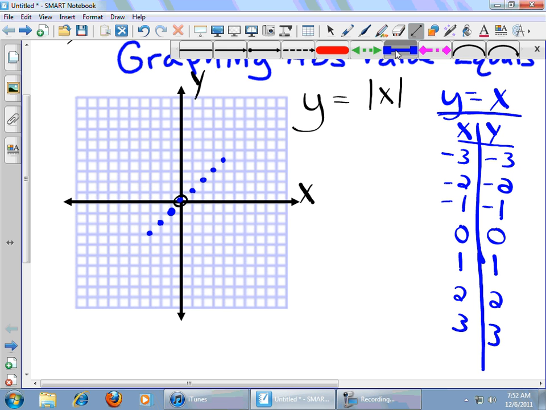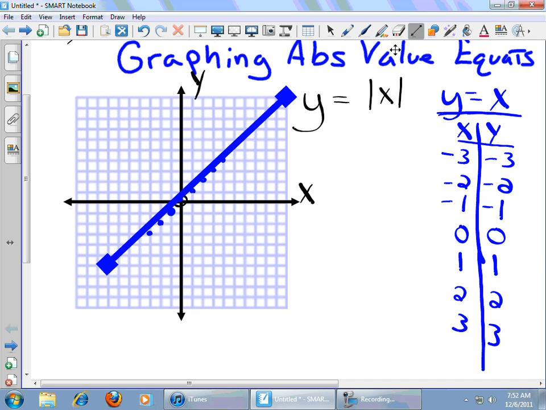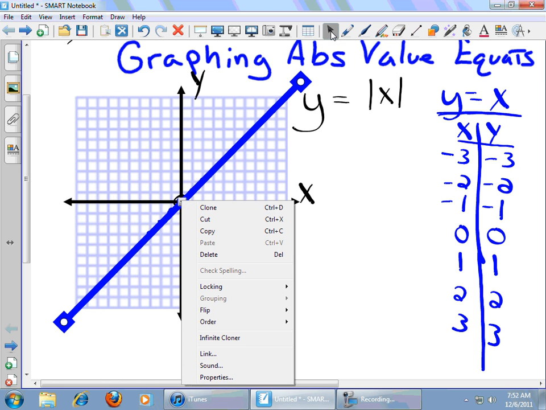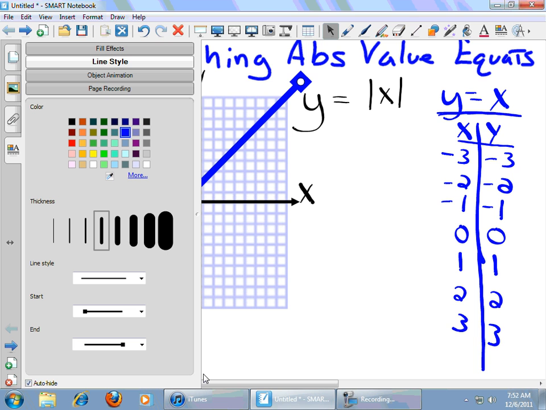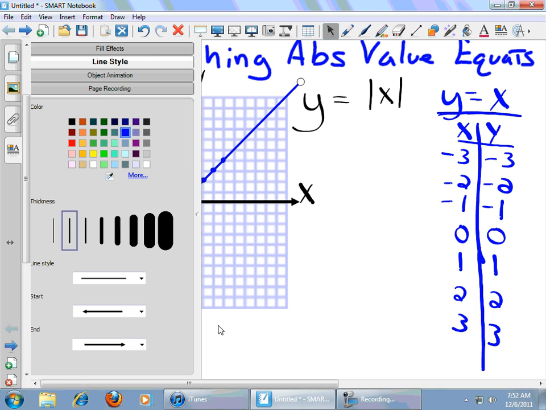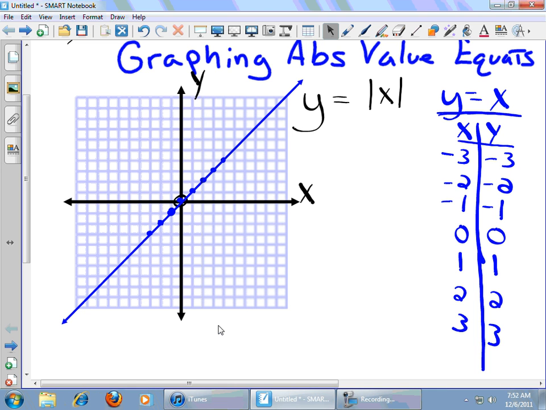Let me do this one in blue. Oh no, I'm getting caught on my own microphone cord. Okay, and that's awful big and thick, so let's make it smaller. And let's change the ends to arrowheads. Okay, there we go. Now I'm going to make a t-table for the black ones.